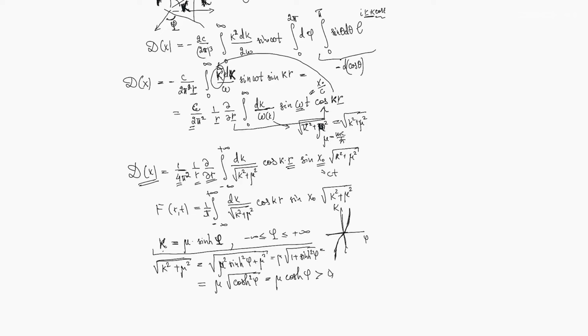And moreover, you see that if you take the measure dk, it will give you mu cosh phi. And this mu cosh phi from the dk cancels exactly with the mu cosh phi which you get in the denominator from this square root. So the whole measure dk over the square root of k squared plus mu squared will go to d phi. It's very convenient. Huh? So the same for this function f of r and t.